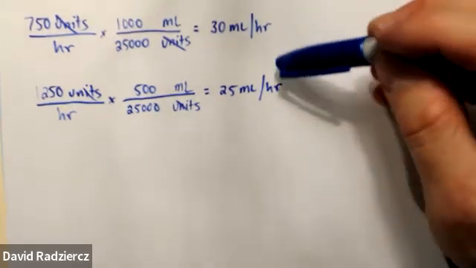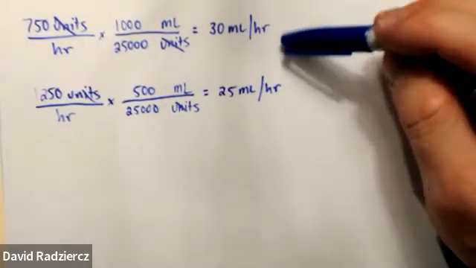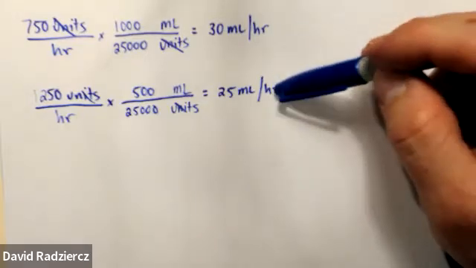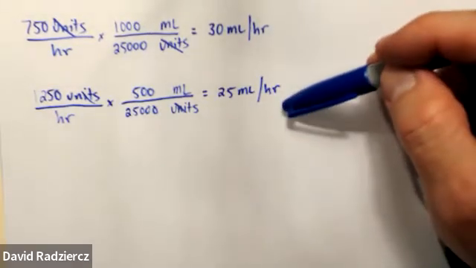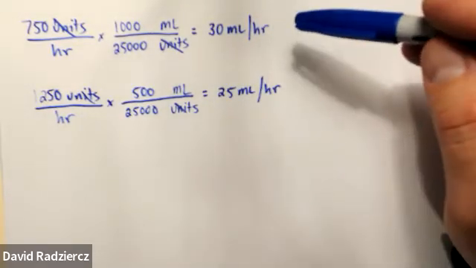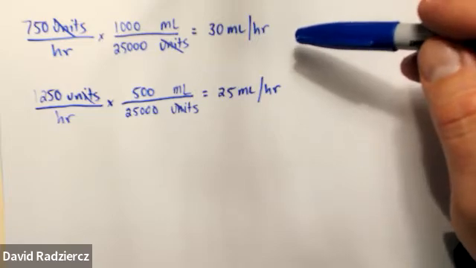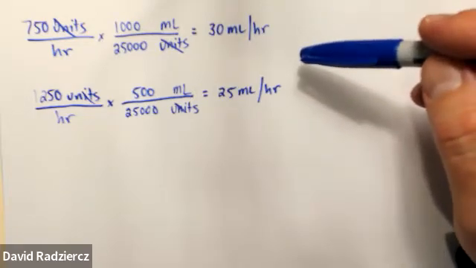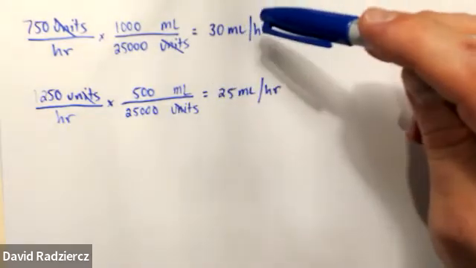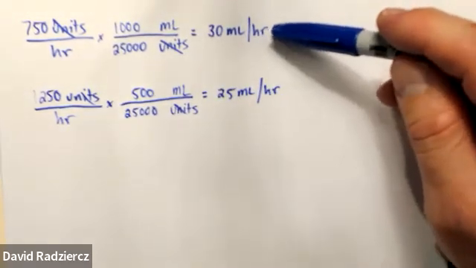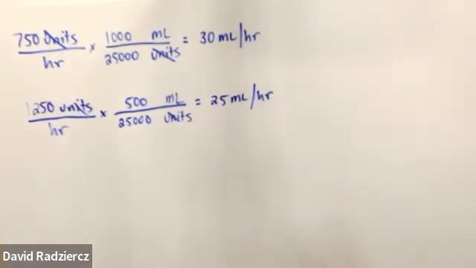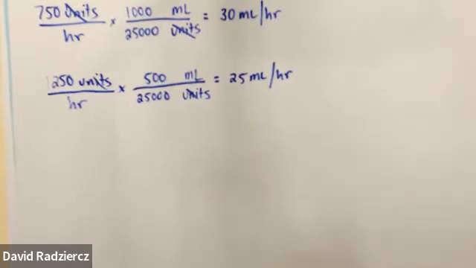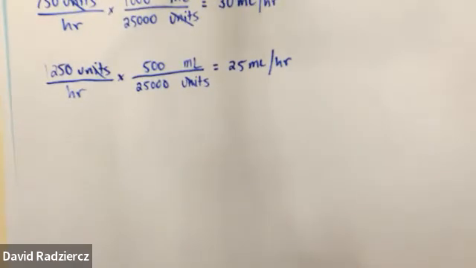So again, these are exactly what you're doing with the heparin protocol. When it asks you to calculate the flow rate, you took the patient's weight in kilograms, multiplied it by the units per kilogram per hour, and then you converted units per hour to milliliters per hour. So this is the same process. That's why I say it's kind of like a warm up to the heparin.